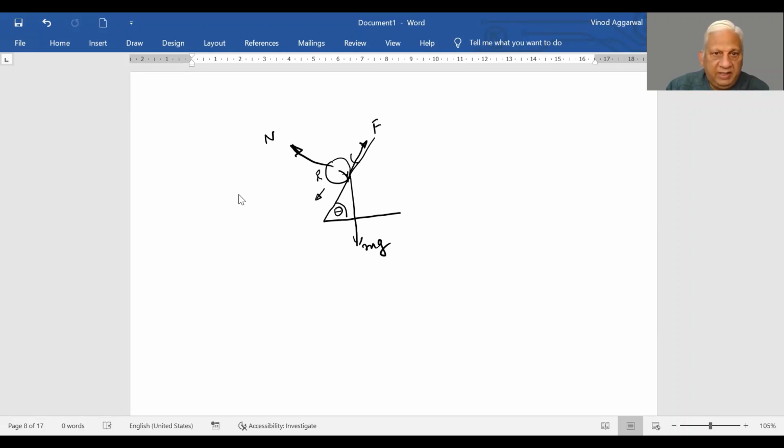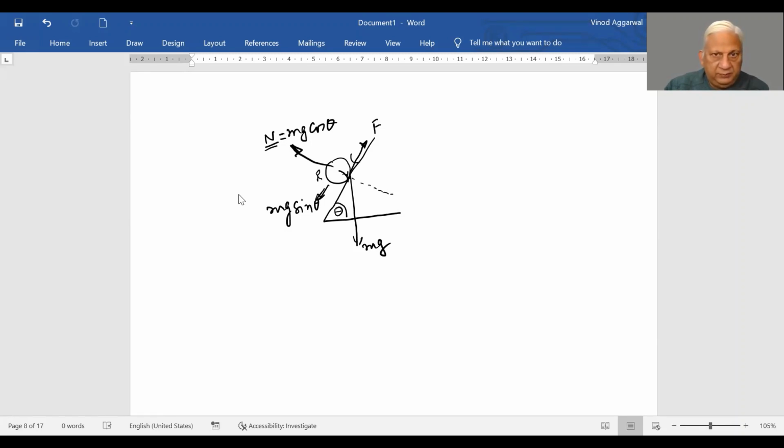Now we have seen earlier many times that the force pulling it down is mg sine theta, and the component of mg in direction perpendicular to this plane is mg cos theta, which is neutralized by the normal reaction of the plane. Okay.